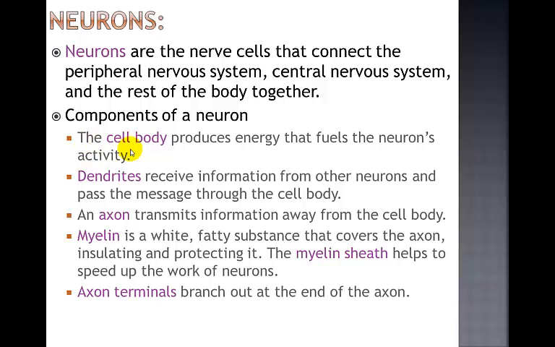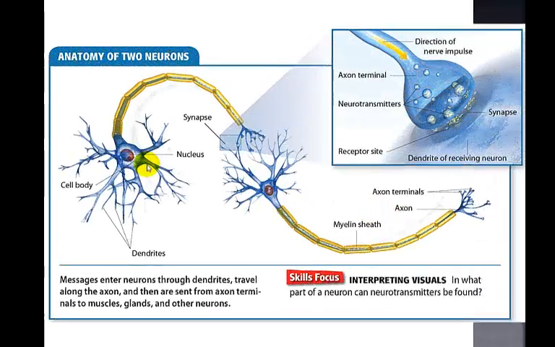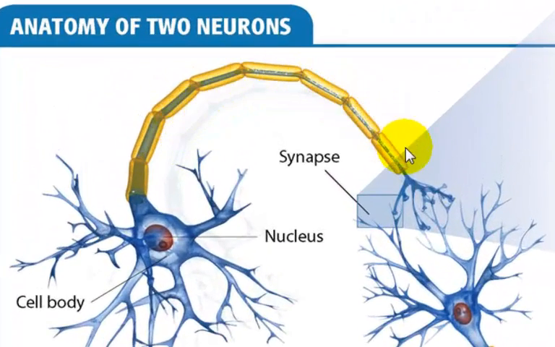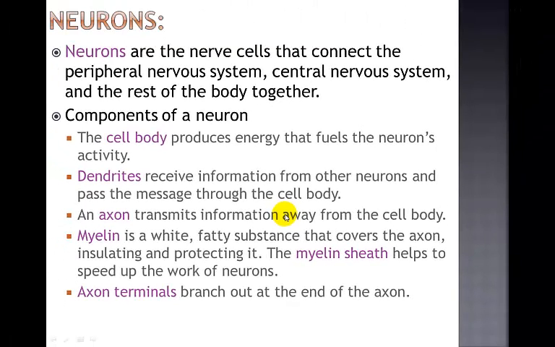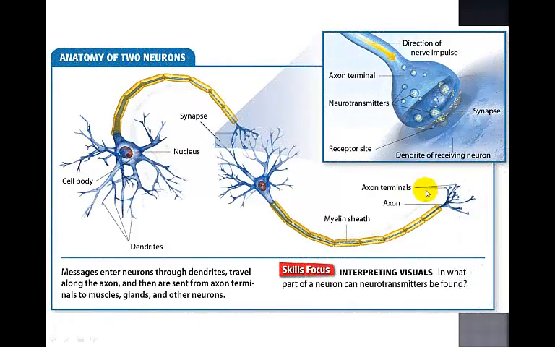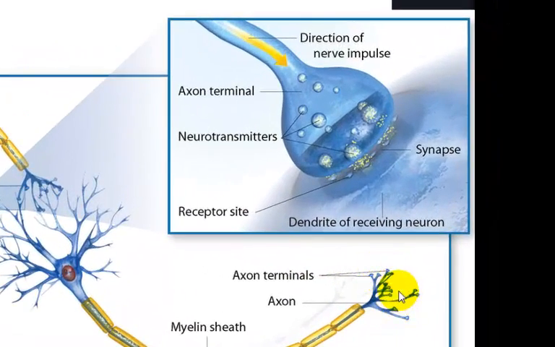It then moves through the cell body down the axon. The axon is this long tail, and the white, sort of yellowish, fatty substance around it is called myelin. And this is a myelin sheath. And the myelin sheath helps to speed up the work of the neurons, and it actually acts as an insulator, because if we didn't have a myelin sheath, our brains would just end up frying themselves, because the circuits would get all messed up. And the axon terminals are at the end.